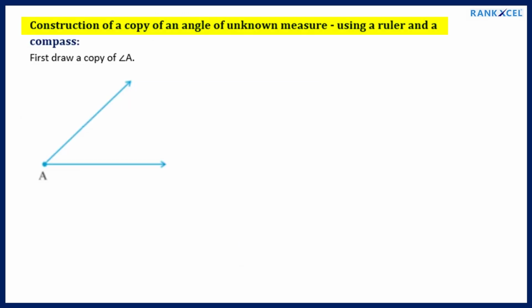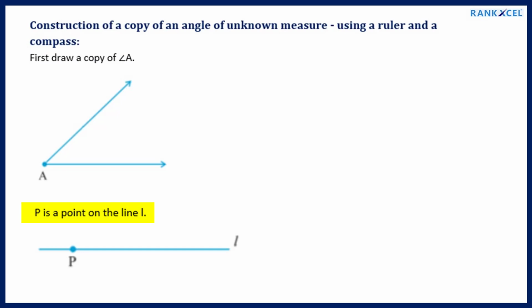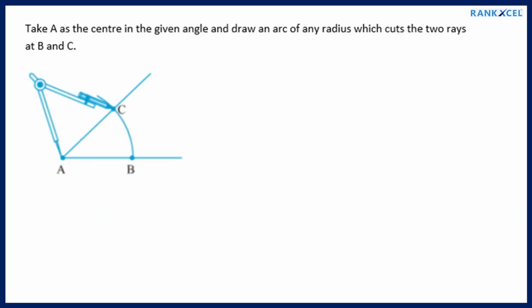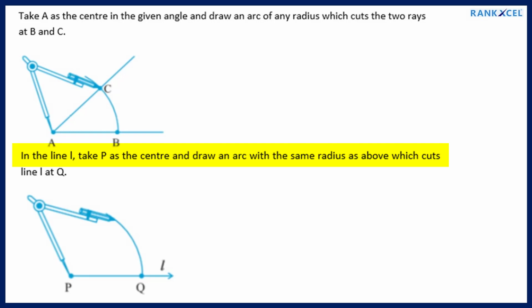Construction of a copy of an angle of unknown measure, using a ruler and a compass. First draw an angle A. P is a point on the line L. Take A as the center in the given angle and draw an arc of any radius which cuts the two rays at B and C. In the line L, take P as the center and draw an arc with the same radius as above which cuts line L at Q.